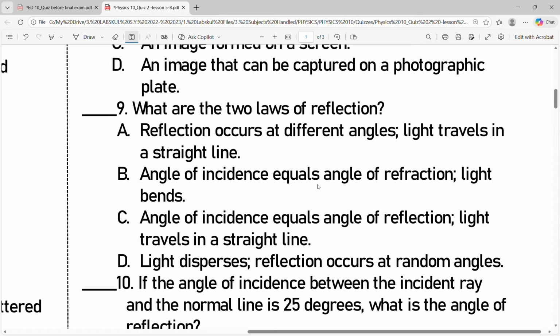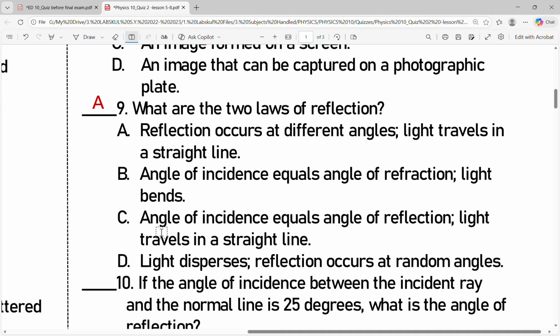Number 9, what are the two laws of reflection? Of course, what are the laws of reflection? Reflection occurs at different angles and light travels in a straight line. Okay, let's check. This is the correct answer. Why is letter B incorrect? The first statement is correct: angle of incidence equals the angle of reflection. It is correct, but if the angle of incidence is 15 degrees, the angle of reflection is supposedly 15 degrees. Here it says refraction, so that makes the statement incorrect. Okay?